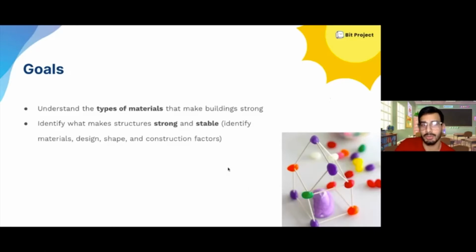Next, we're also going to understand what types of materials actually make buildings strong and how we can best use them. The last thing we're going to learn about is how different types of structures, shapes, and designs can influence the strength of a building. We're going to encounter some problems when we make our own buildings, and we'll have to figure out how we can overcome them.